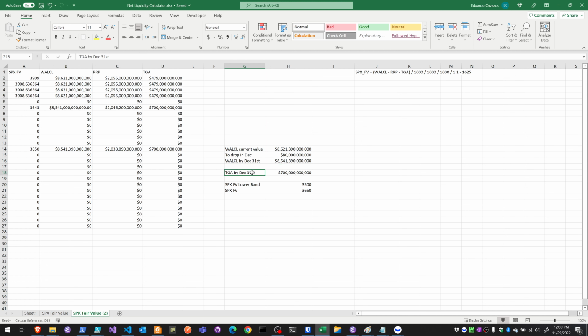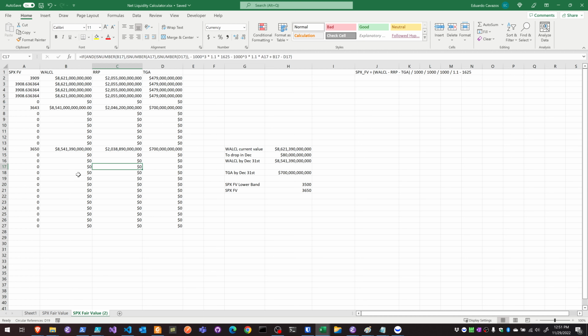Okay. Now for the TGA, Treasury General Account, we have also seen that the Treasury has said they want it to be about 700 billion by December 31st. So we have an estimate on what that should be as well. Given those assumptions and estimates, we know what we want the fair value to be, we know what the Fed balance sheet will be by the end of the year, and we know the TGA. So we just need to solve for RRP, right? We have this equation, so we can solve for RRP.